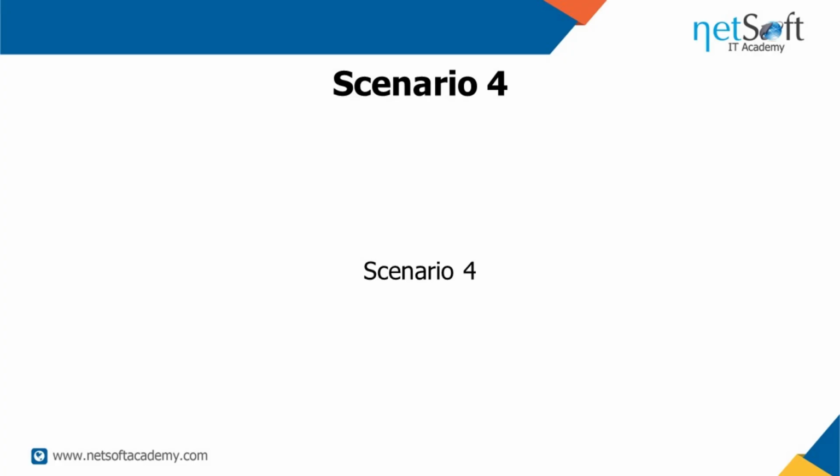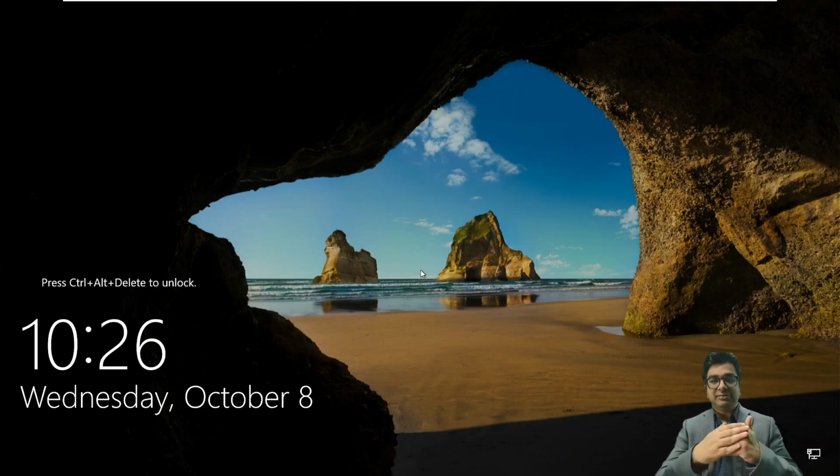Okay, so now let's start with scenario number 4. Scenario number 4 works on the same idea as scenario number 3. In fact, it is the same exact scenario, except for the fact that now instead of one workstation, we'll be using two workstations. And on both the workstations, we'll try to use the native Outlook app. So first, let's get started with creating the domain controller.